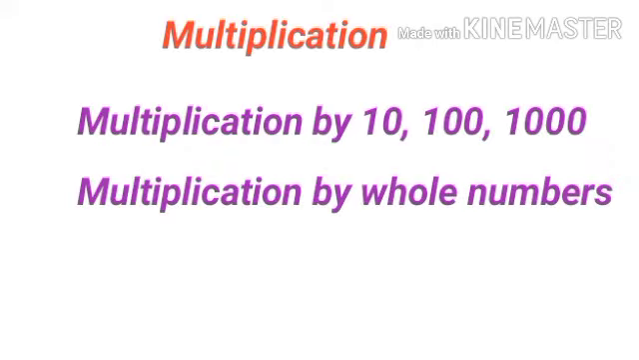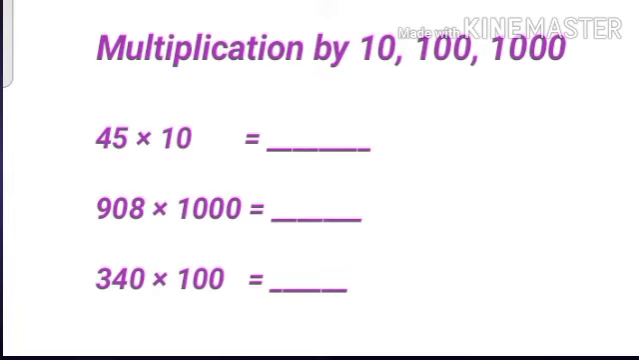Dear children, in this video we are going to learn about the multiplication of decimals. How to multiply decimal numbers. Two ways are there. First we can learn multiplication by 10, 100, 1000. That is very easy, you know well, isn't it? So we can learn this first, and then we can go to decimal numbers by whole numbers, how to multiply. First we shall learn about multiplication by 10, 100, 1000.